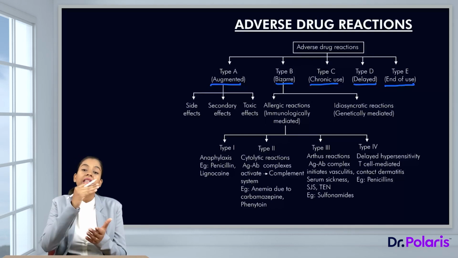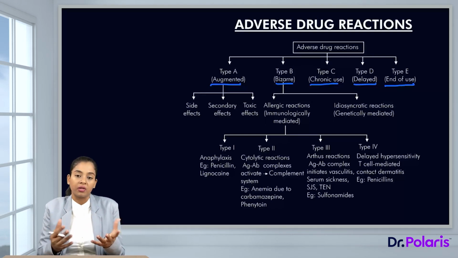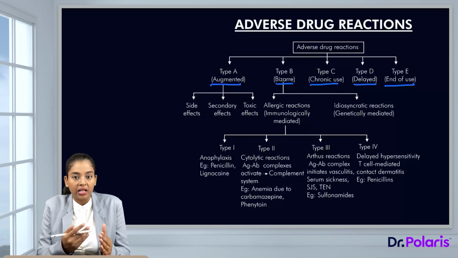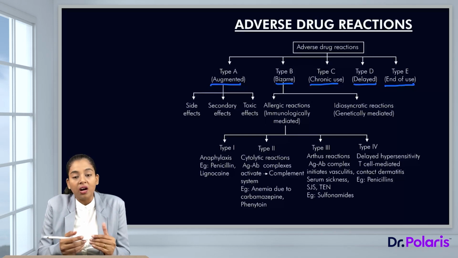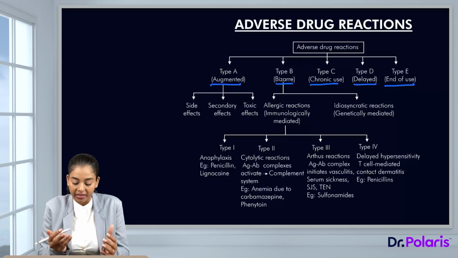It is augmenting the action of the drug itself. Nothing unknown. It is known. Beta blockers are known to reduce BP, so that is why they are given in hypertension. If they cause hypotension more frequently, then it becomes an adverse effect. So that is called an augmented effect.